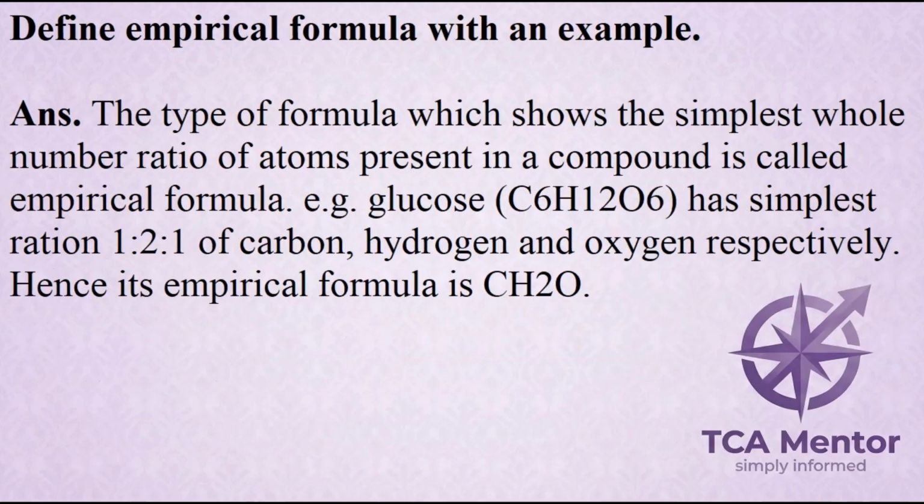10⁻²⁴ gram. Define empirical formula with an example. Answer: The type of formula which shows the simplest whole number ratio of atoms present in a compound is called empirical formula. E.g. glucose, C6H12O6, has the simplest ratio 1:2:1 of carbon, hydrogen, and oxygen respectively. Hence its empirical formula is CH2O.